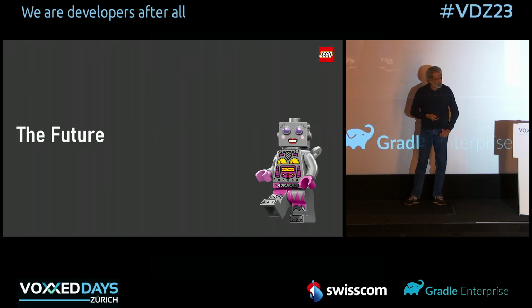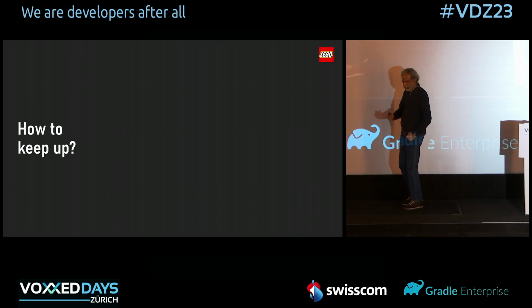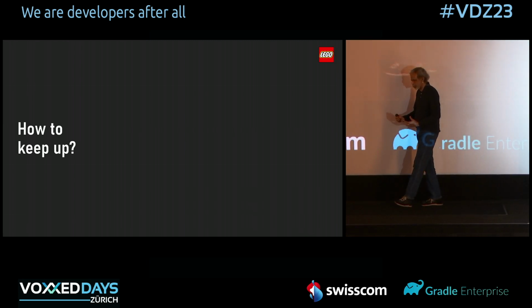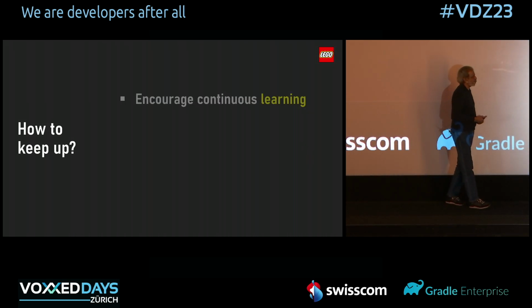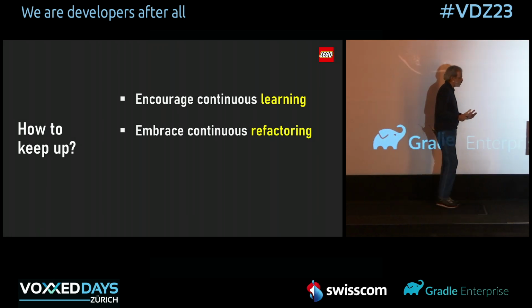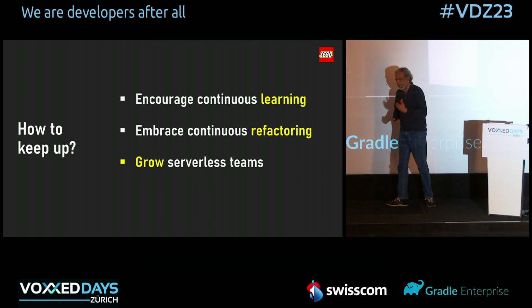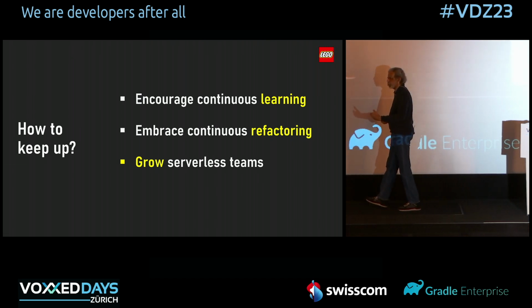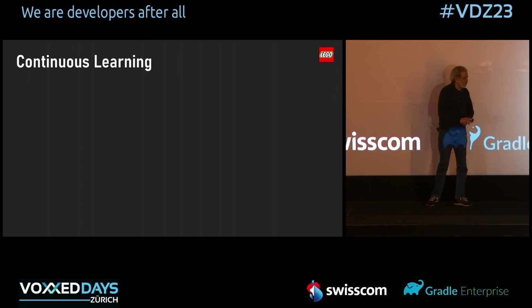So, moving on quickly to the future. Serverless is an evolving technology. Cloud itself is an evolving technology. So many new things are coming, AI, ChatGPT, all sorts. So how do we keep up? Simple things, three of which I already touched upon: encourage continuous learning, have a continuous refactoring mindset, and of course, growing teams, as I already mentioned.